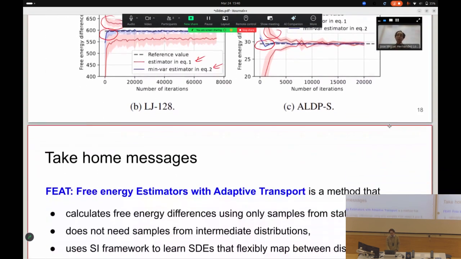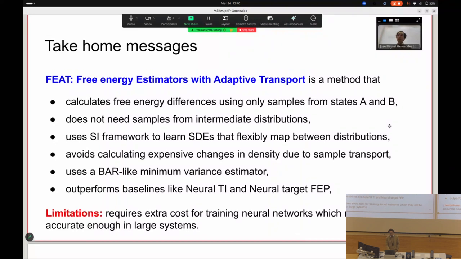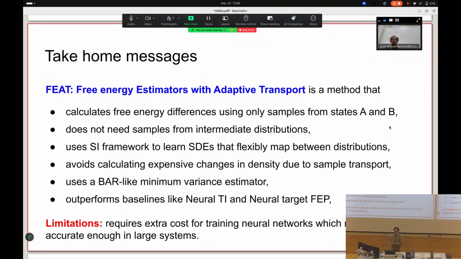It's quite useful. So just to conclude, some take-home messages. I have presented here this method FEAT, free energy estimators with adaptive transport. It calculates the free energy difference using only samples from state A and state B. We don't use intermediate distributions, and we don't need to sample from intermediate distributions. We use the framework of stochastic interpolants to learn SDEs that are going to map between the two distributions.